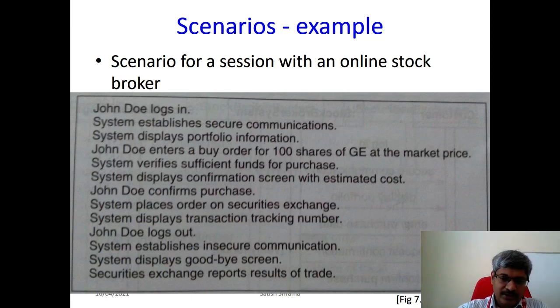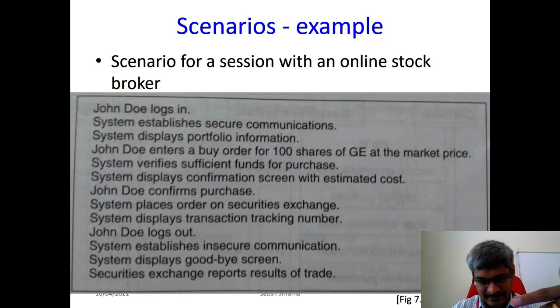In the meanwhile, the securities exchange carries out all the transactions and reports the results of the trade. The user, in this case John Doe, can see the results in the next session, but that is out of the current scenario we are trying to describe here. Here is a scenario where he logs in, makes those purchases, and logs out. So this is about a scenario and its description. Usually these scenarios are described in the form of text.